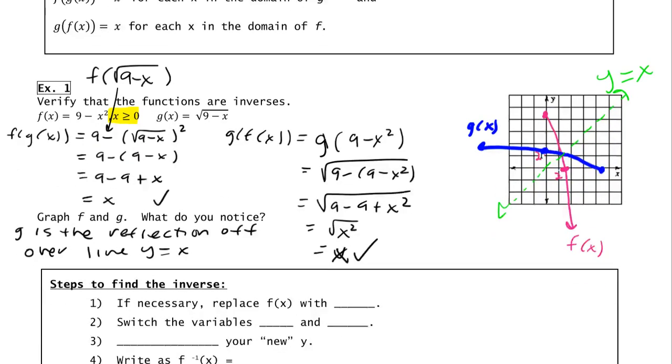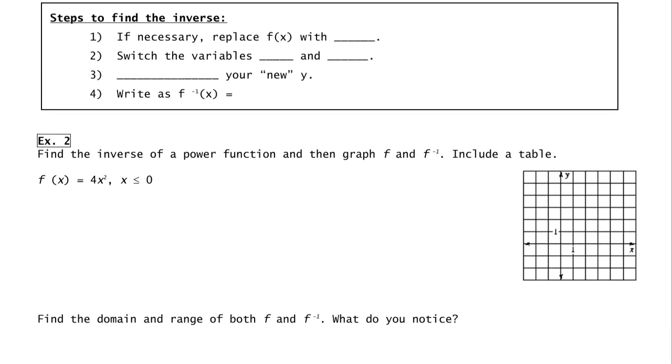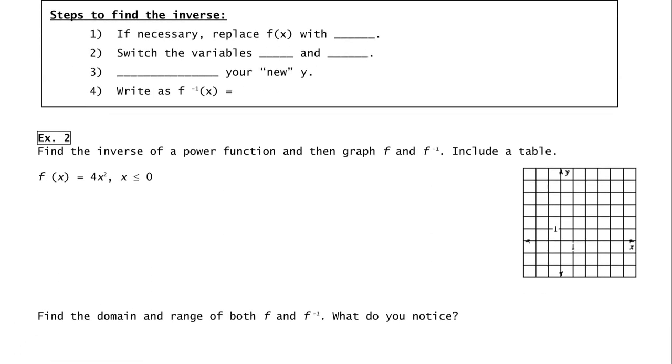Okay, so just recapping with you a little bit about inverses. I gave you the two inverses, but what if we have to find them? Well, what you would do is replace f of x with y. You would go ahead and swap x and y, and then you would solve for your new y. After that, we're going to write our inverse as f to the negative 1.